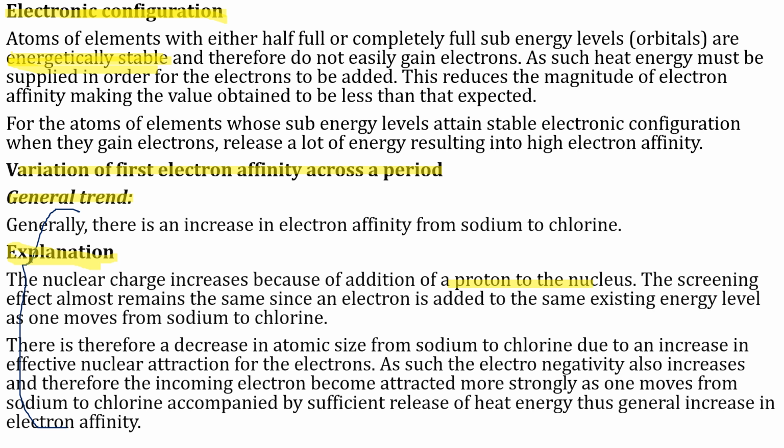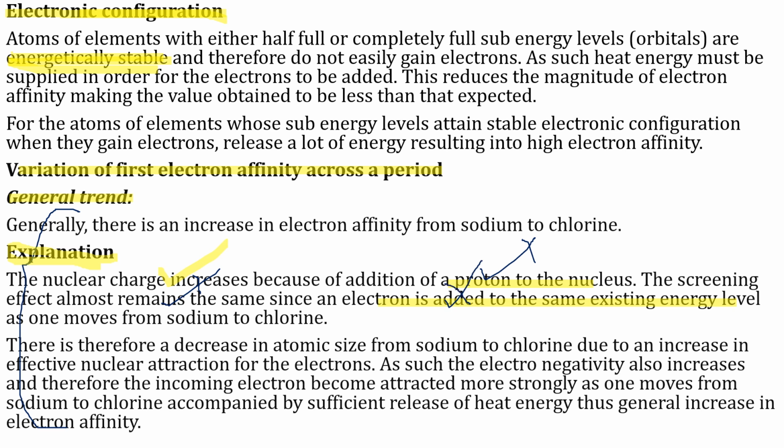Screening effect remains almost constant. Why is that the case? This is because an electron is being added to the same existing energy level. So in the marking terms, you state that effective nuclear charge increases, and then you give the reason for it increasing. You say that the screening effect remains almost constant. There's half a mark there. You also give the reason why it's that way. That's how we mark chemistry.